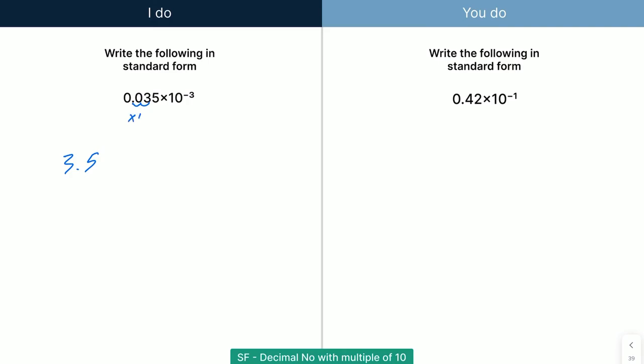So because I times this by 10 squared, I'm going to have to do the opposite here. I'm going to have to divide this by 10 squared. And now when you divide indices, you subtract them. So this will then become 10 to the power of minus 5.